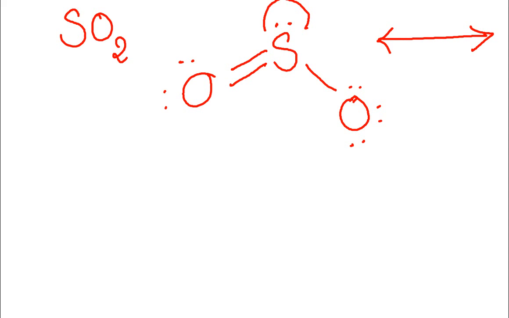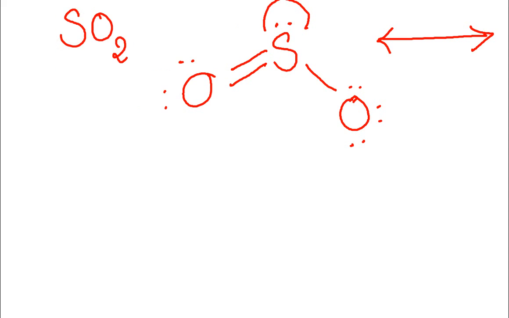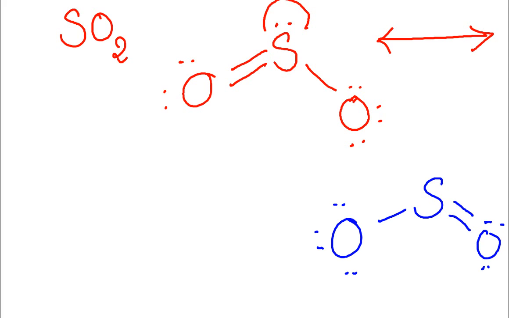How to draw the resonance form? Very simply, swap the position of the double bond and swap also the number of electrons that you are drawing.